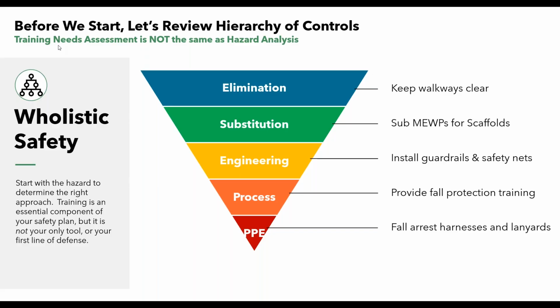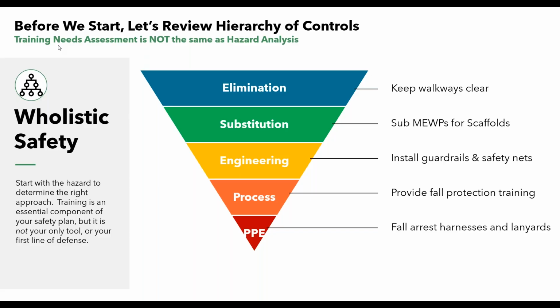But if you think about someone working on a scaffold, for example, the first thing you want to do is just eliminate whatever hazards they have, right? So can we keep the walkways up there clear? Can we substitute, as a control, instead of using a scaffold, can we rely on an elevated work platform? Can we engineer some controls around guardrails or safety nets?